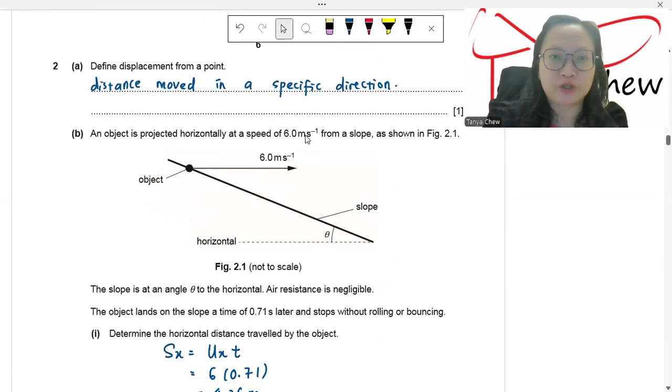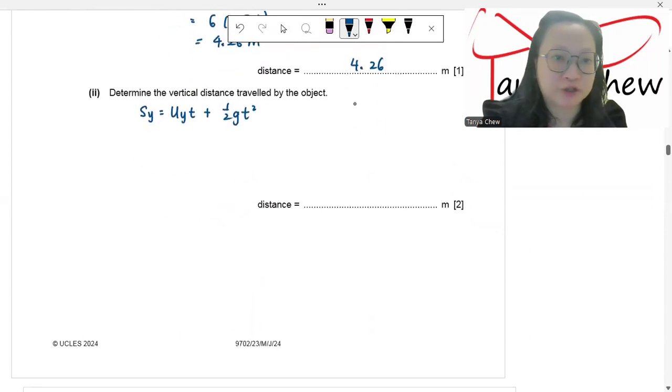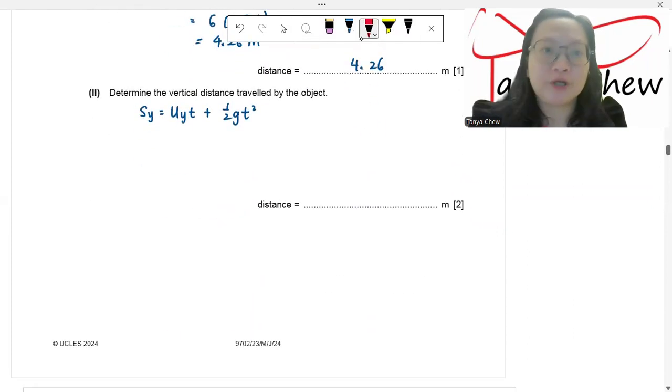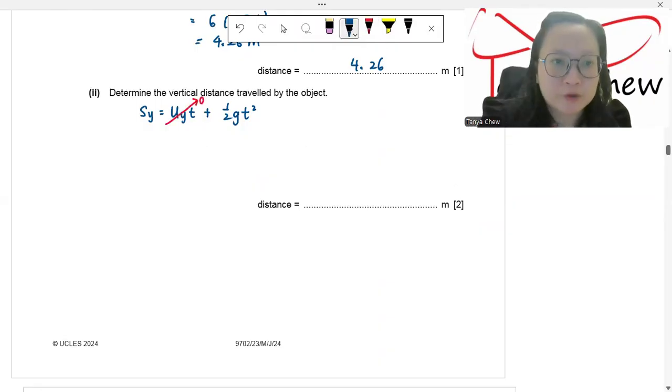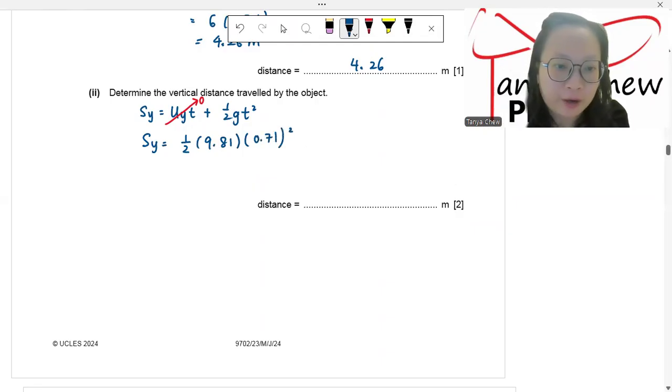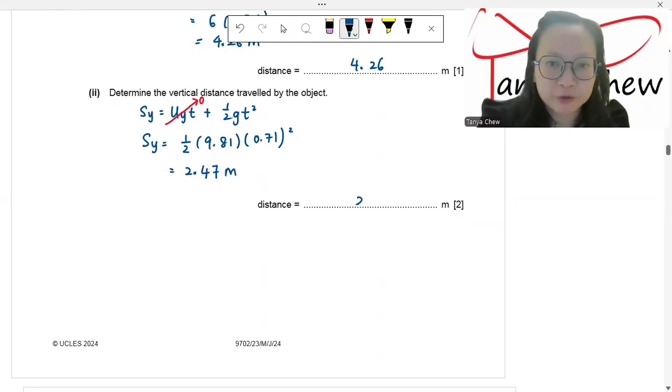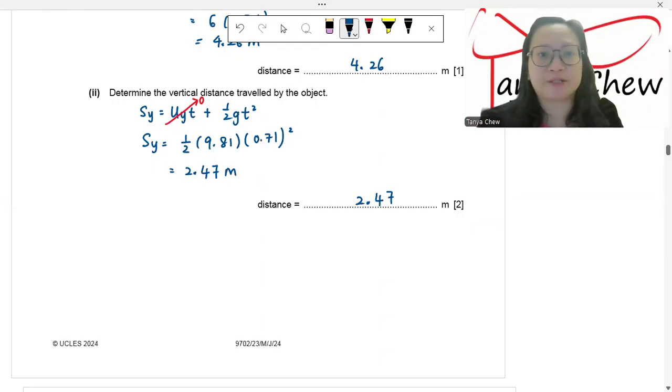Remember the question mentioned that the object is projected horizontally. There is only horizontal initial velocity. There is no vertical initial velocity. That is why this whole term is equal to 0. So the vertical distance is equal to half, g is 9.81, and t is given as 0.71, squared, and I got 2.47 meters. So 2.47 meters is my answer.